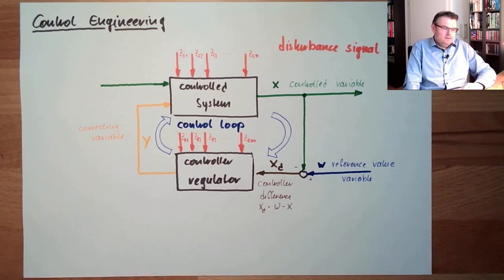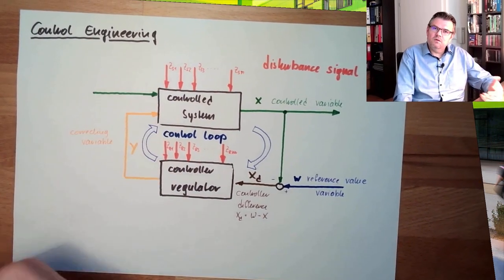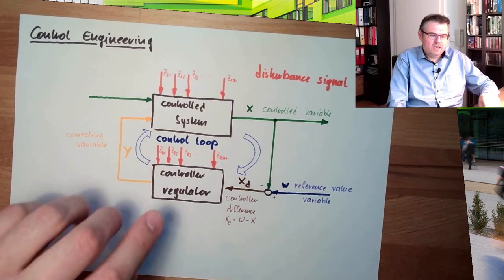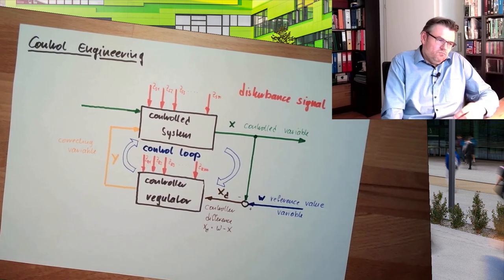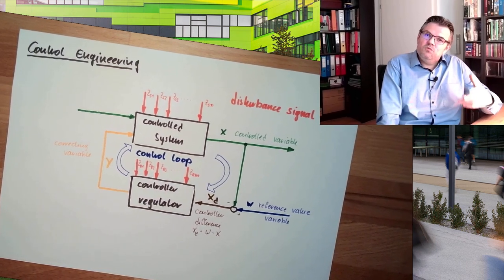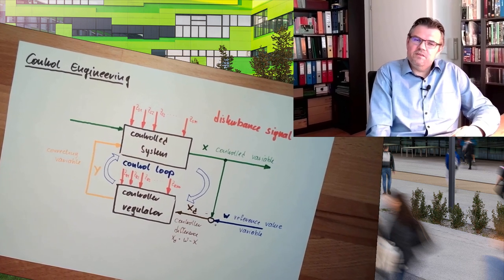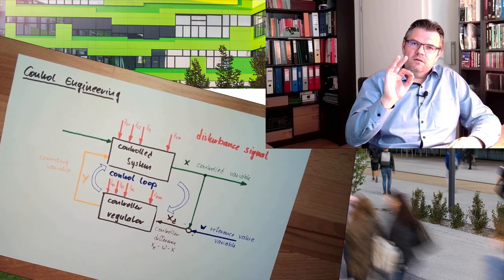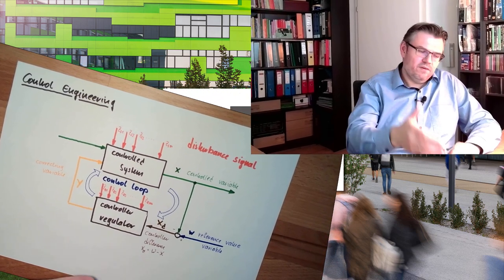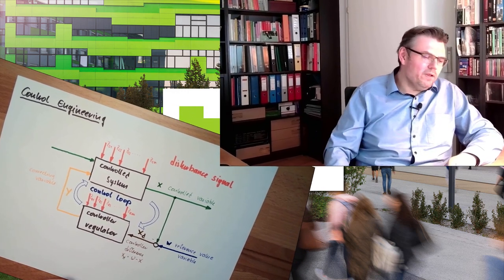That's control engineering. Find a suitable controller for a control system to keep the controlled variable within criteria which need to be defined also. Is it really necessary to control the room temperature to 0.01 degree, or is a half degree enough? Something like this. How good is good? We'll talk about this.